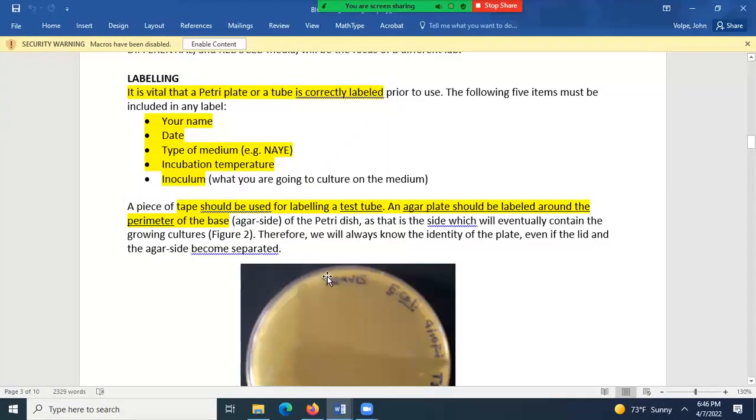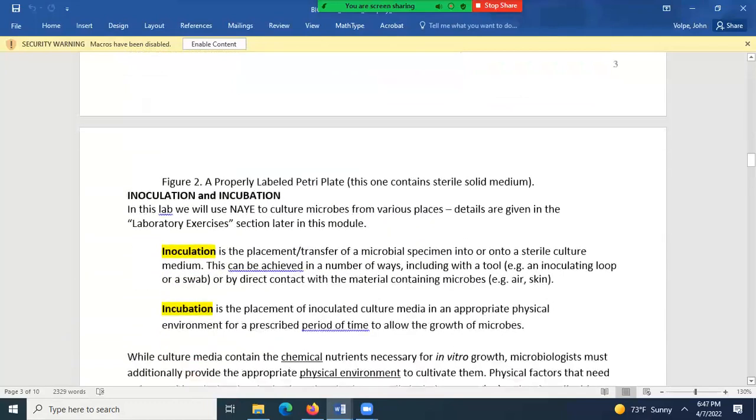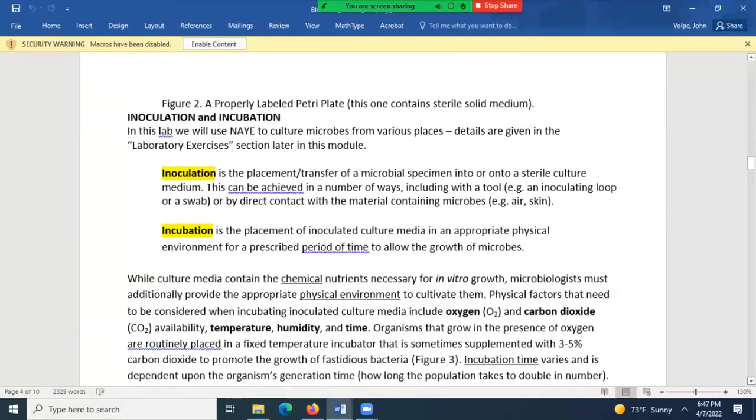On an agar plate, it's best to write around the perimeter of the base, meaning the edge of the plate. That way your writing doesn't block what you're trying to view in the plate. Okay. Any questions about that? All things in the lab must be appropriately labeled with those 4 things.